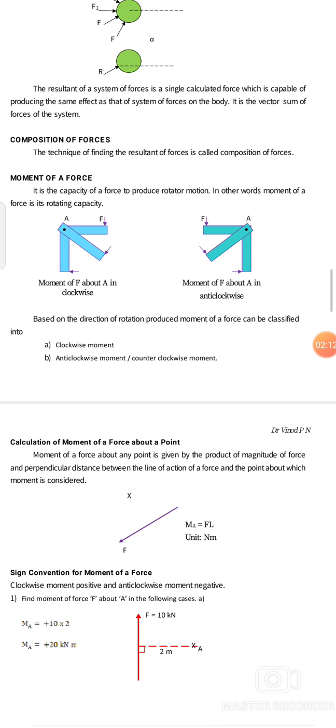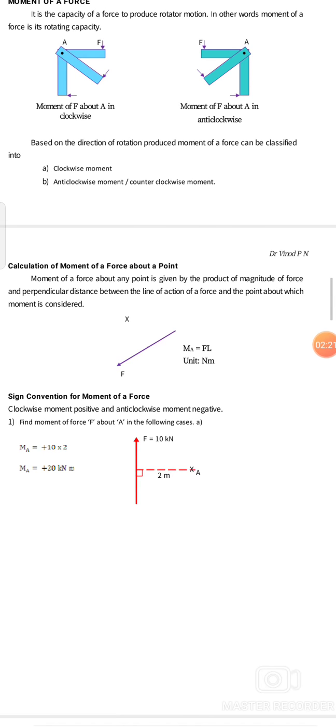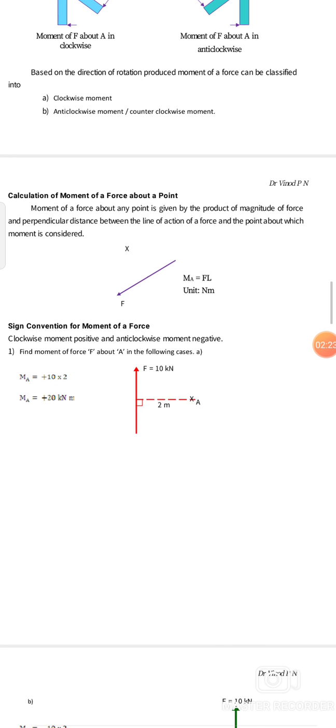Based on the direction of rotation produced, a moment of a force can be classified into clockwise direction moment and anti-clockwise direction moment. Then the calculation of moment of a force about a point: the moment of a force about any point is given by the product of the magnitude of force and the perpendicular distance between the line of action of the force and the point about which the moment is considered.